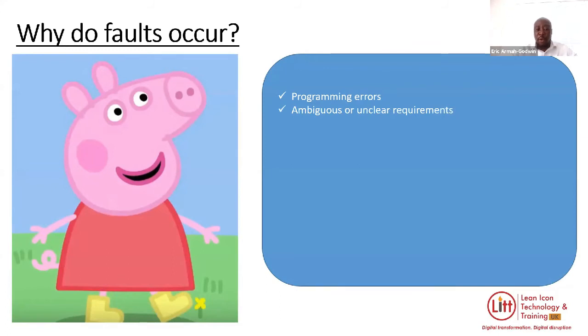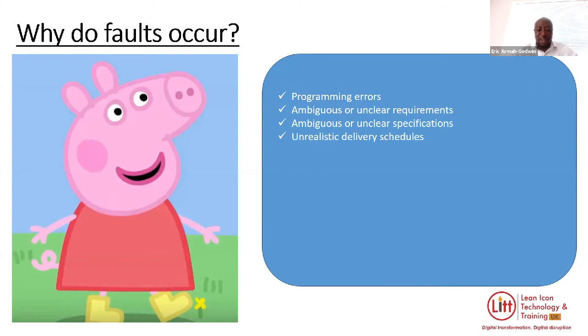Ambiguous and unclear requirements. I'm sure your BAs, you think us putting this here, we don't like you, but that is the truth, right? We're working as a team of developers. So when we get ambiguous and unclear requirements, it results in faults in the software. Ambiguous and unclear specifications. There you go, there's another one. We want very clear specs.